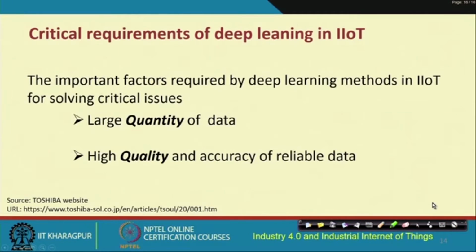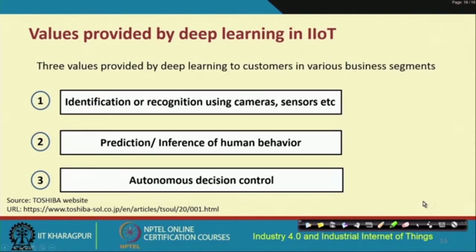So, the critical requirements of deep learning in IIoT are that nowadays we are talking about solving critical issues such as dealing with large quantity of data and also dealing with higher accuracy requirements, higher quality and so on. So, deep learning basically provides value in terms of enabling the customers for identification or recognition using technologies such as cameras, sensors, etc., prediction or inference of human behavior and autonomous decision control. These are the different benefits that deep learning gives to the customers in different business segments.